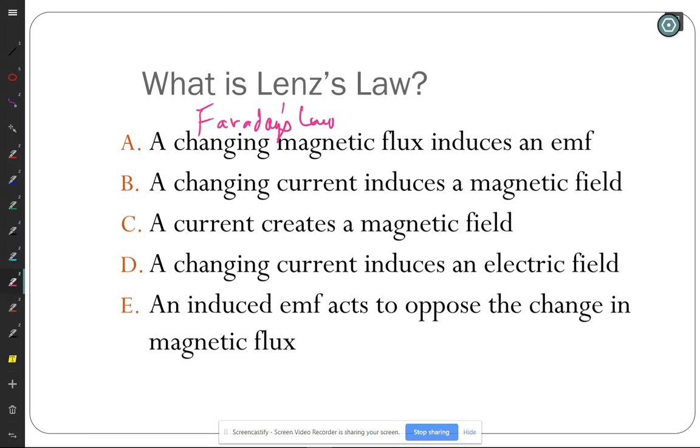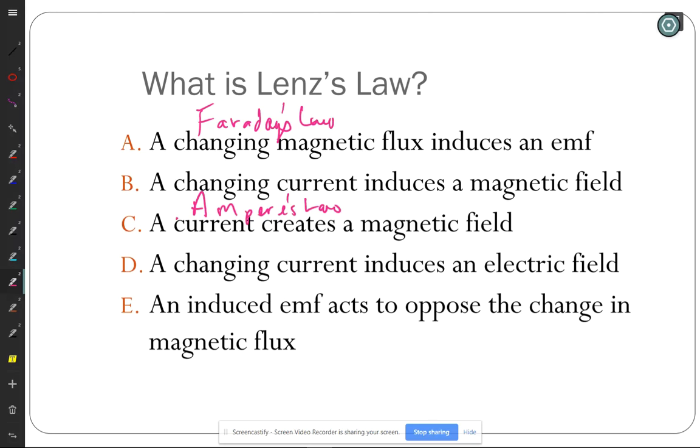A changing current induces a magnetic field. It's true. Let's go to the next one. A current creates a magnetic field. This one is true. This is Ampere's law. Since a current creates a magnetic field, if that current's changing, it's just going to create a changing magnetic field. So the one above it is also okay. Those are both okay, but they're not Lenz's Law yet.